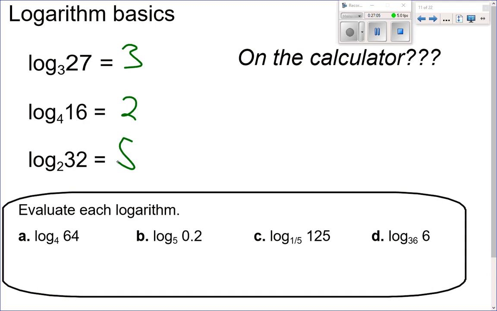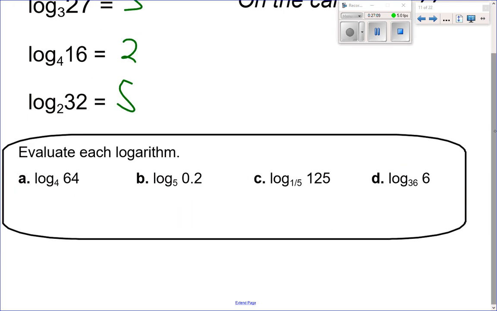Okay, this is a little trickier. At least it starts to get a little trickier. All right, I'll give you a minute. A, B, C, D. Do your best to evaluate each of those logarithms. Log base 4 of 64. Log base 5 of 0.2.